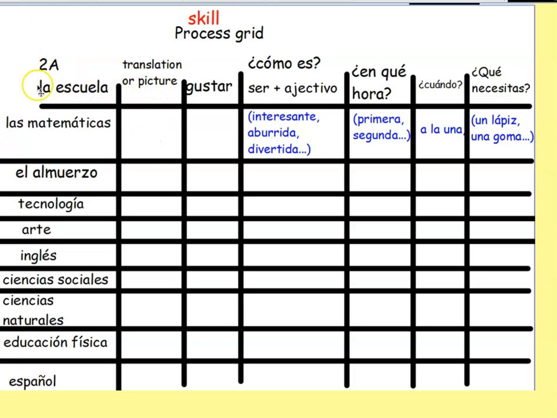So 2A is talking about La Escuela and all your classes, okay? And so we sat down, we said, it's got to be skill. Now, notice there's nothing filled in here. Okay, we didn't fill in anything because we're going to have our students fill in this part.